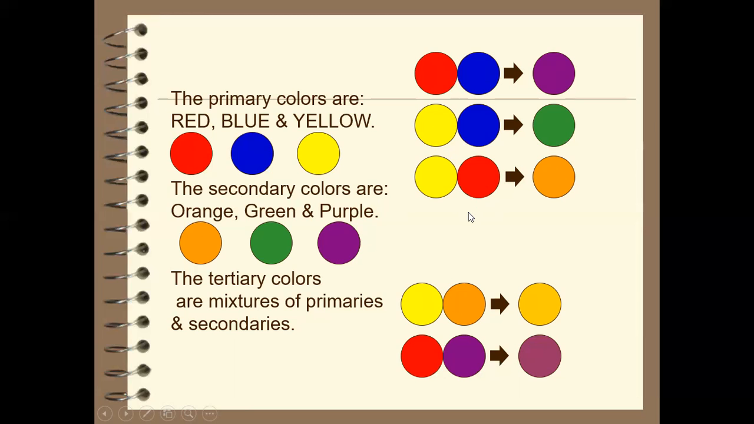Okay? So tertiary colors are mixtures of primaries and secondaries. So examples. If you mix yellow with orange, you get yellow-orange. If you mix red with purple, you get red-violet. Okay? If you mix yellow with green, then you get yellow-green. Okay, so you can experiment later on when you mix your acrylic paint.